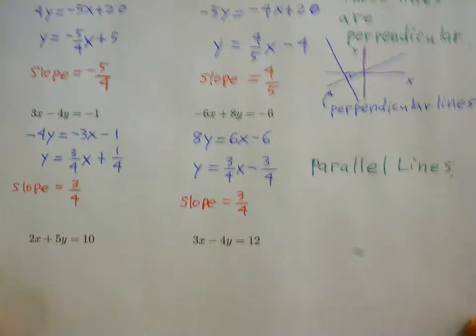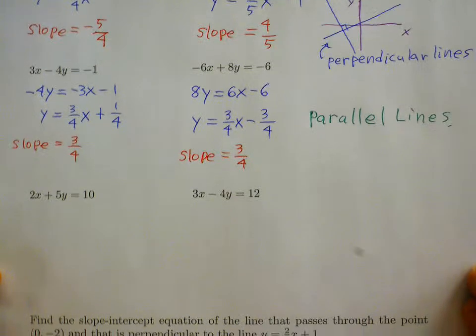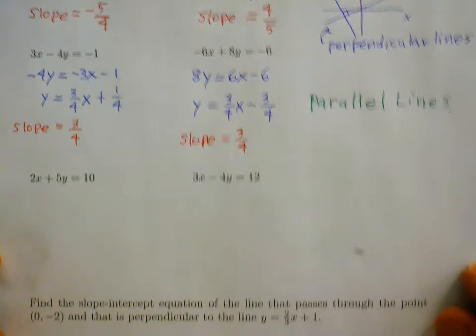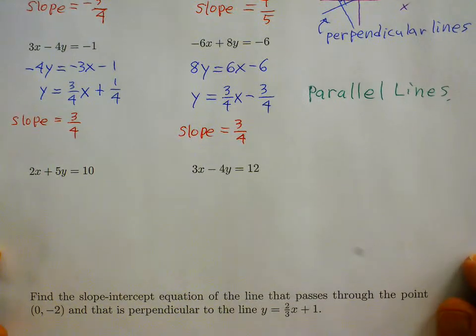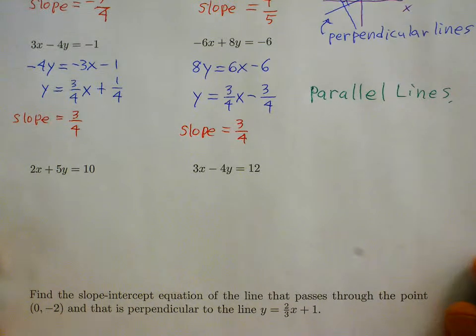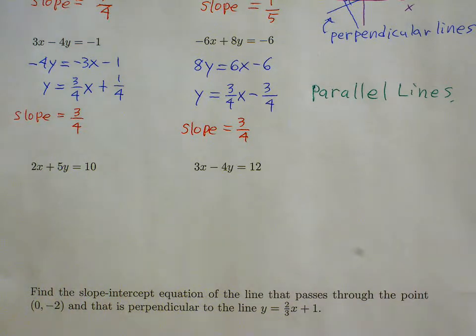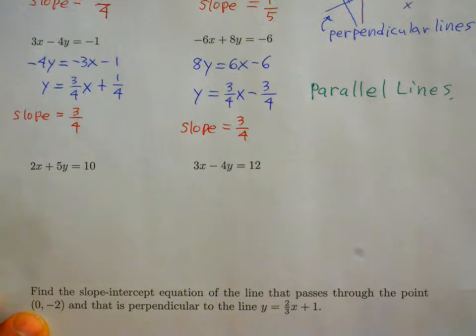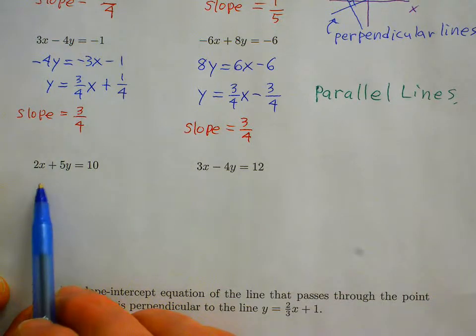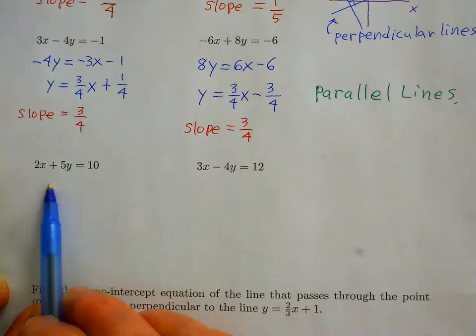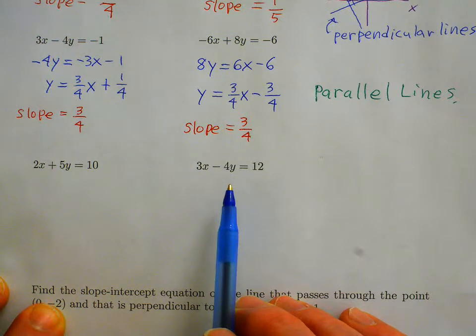Okay, another example, 2x plus 5y equals 10 and 3x minus 4y equals 12. With some practice, you can almost tell by looking, even when the equations are in standard form, whether they're parallel, perpendicular, or neither. But rather than just guessing, we can solve each of the two equations for y.